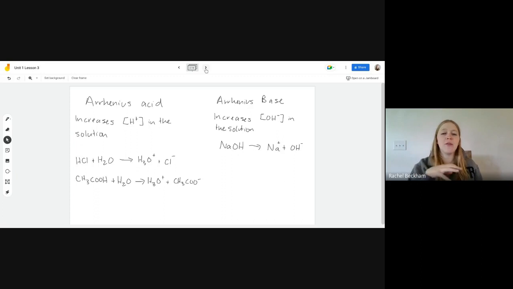There are 3 different ways to define an acid and to define a base. The first way is with something called an Arrhenius acid. Arrhenius acids are defined by increasing the H+ concentration. That bracket means concentration in the solution. Okay. So an acid is something that increases H+.